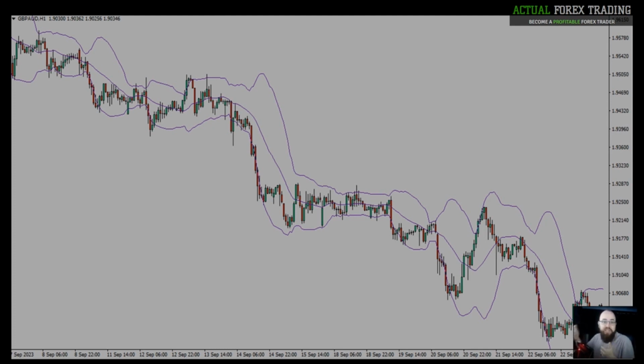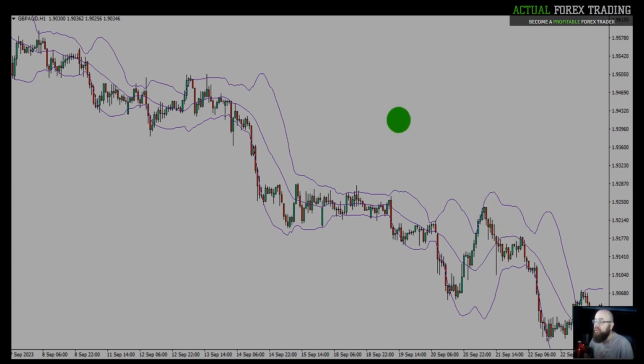Is price touching? Is it hitting one of the bands, the upper or lower band? One final thing to mention is price will always return to the center band. No matter how strong a move up or down, price will always return to that center band.